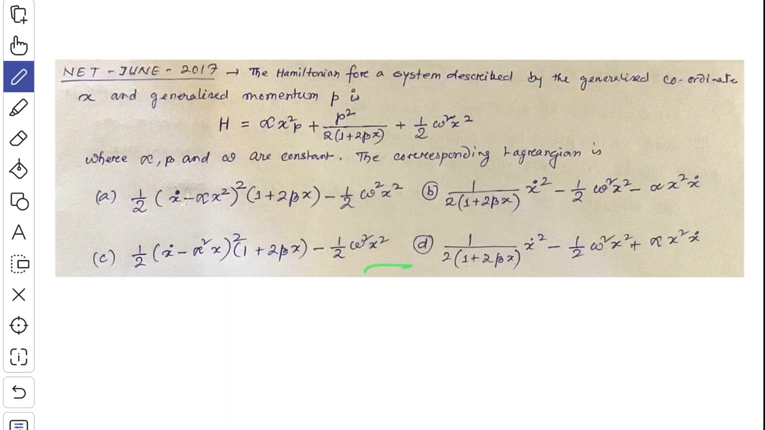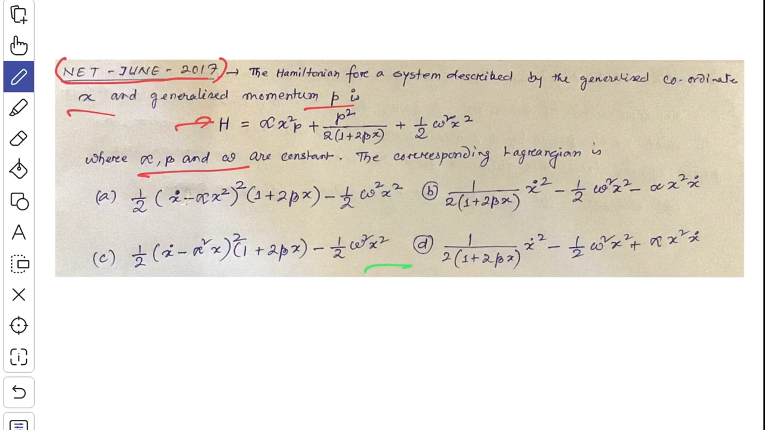So our first question is from NET June 2017. Here the Hamiltonian of the system described by the generalized coordinate x and generalized momentum p is given by this equation, where alpha, beta and omega are constants, and we need to find the corresponding Lagrangian.